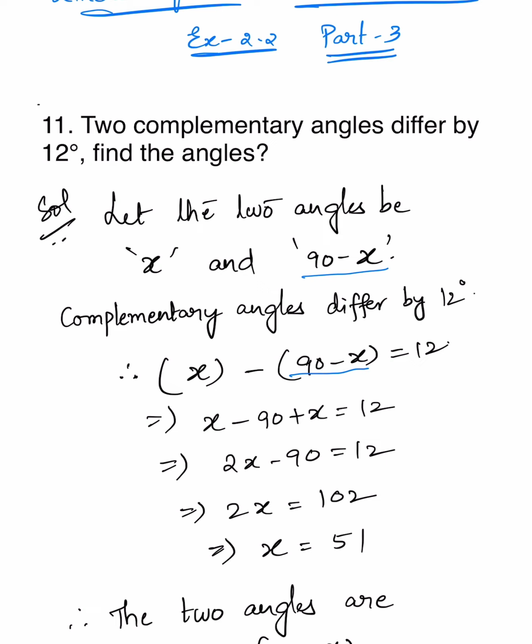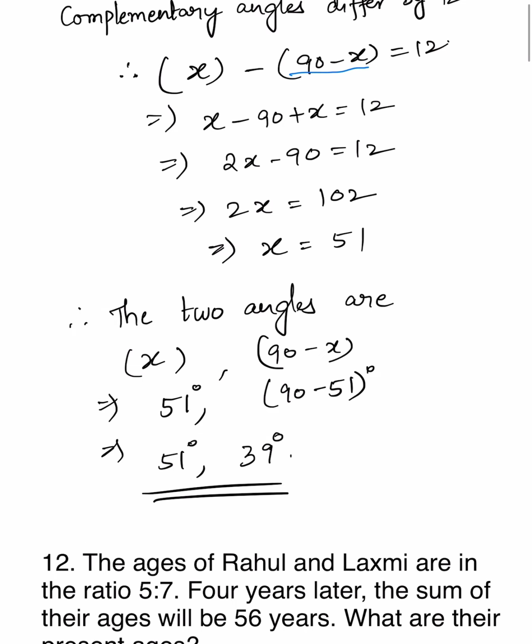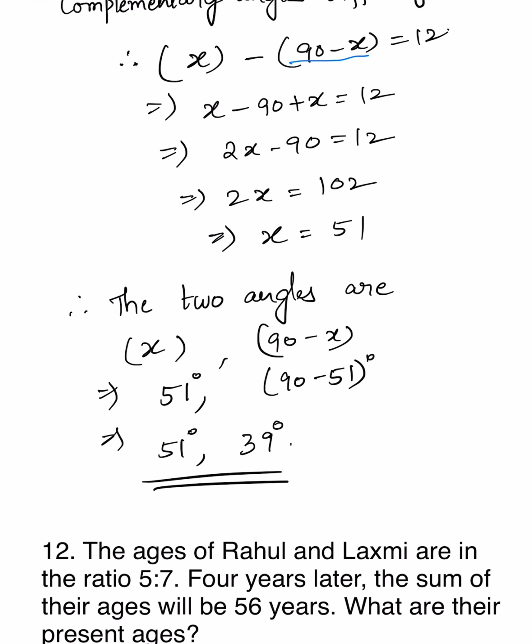Therefore, x minus 90 plus x equal to 12 implies 2x minus 90 equal to 12. 2x equal to 90 plus 12, that is 102. 2x equal to 102. x equal to 51. Therefore, the two angles are x and 90 minus x. We know that x is 51. Therefore, 51, 90 minus 51. So, the two angles are 51 and 39.